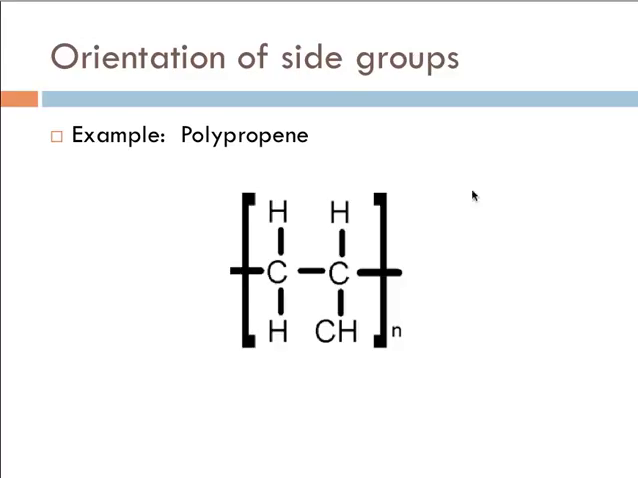Now let's take a look at the side groups. Here we have polypropene. This is the repeating unit. The n, by the way, the number of units, really depends on the reaction conditions. Generally that n is somewhere in the thousands.